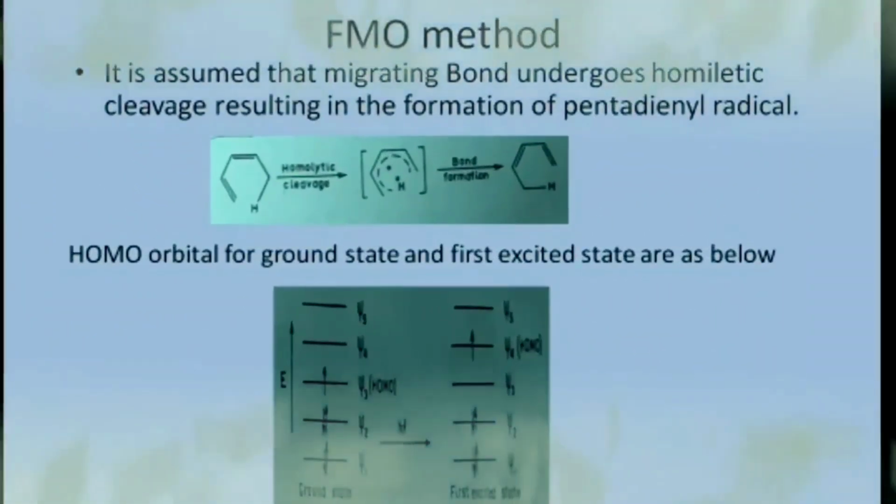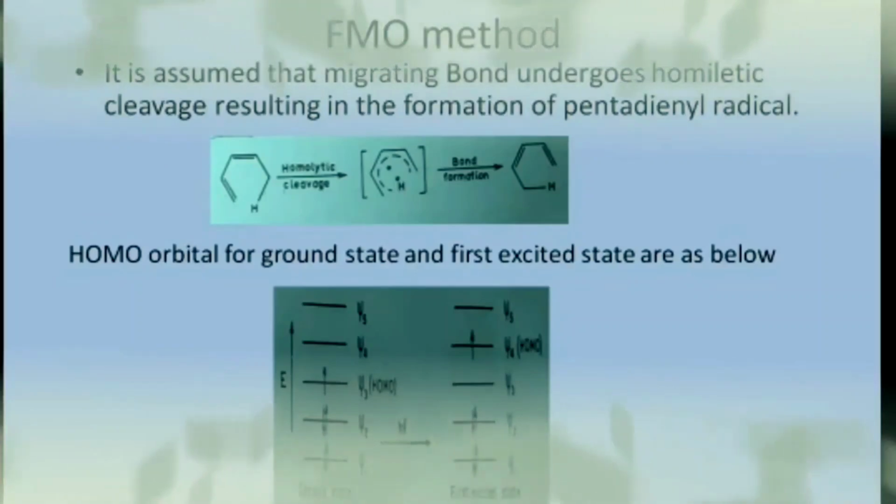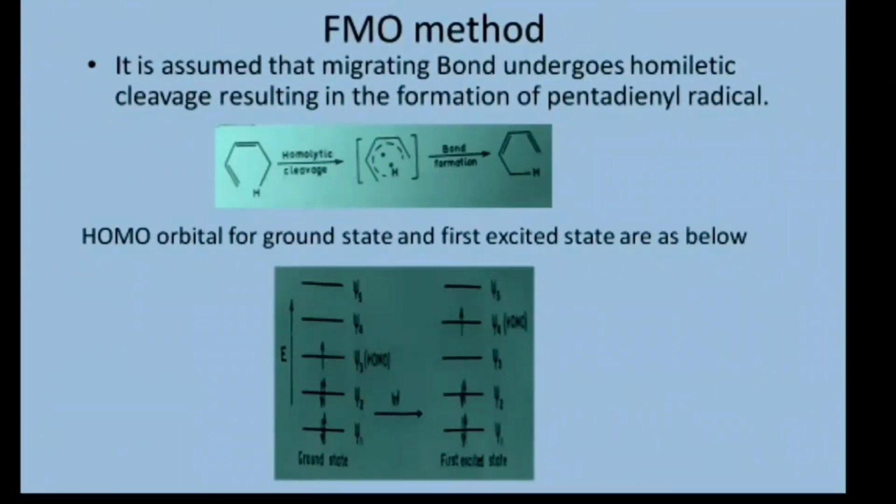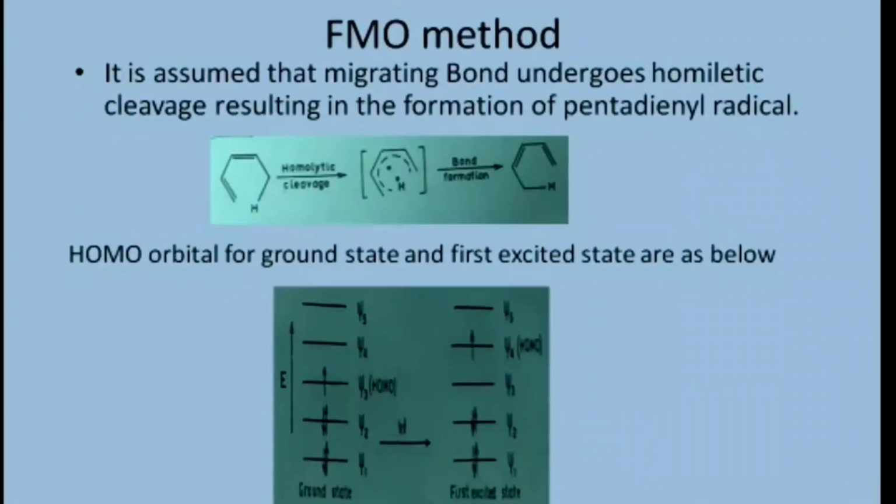Now let us discuss application of FMO method for the sigmatropic rearrangement. First, we take example of 1-5 shift. It is assumed that migrating bond undergoes homolytic cleavage, resulting in the formation of pentadienyl radical. So in this way, this is pentadienyl radical. Now pentadienyl radical, that means here there are 5 electrons.